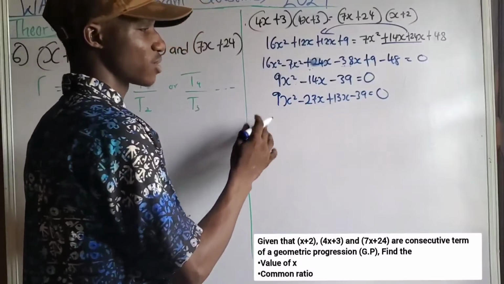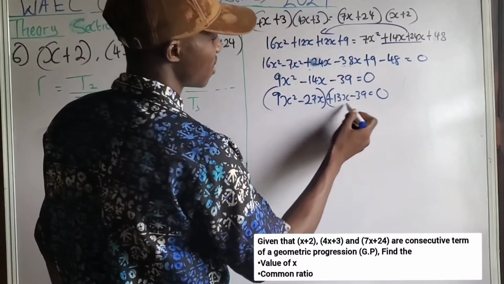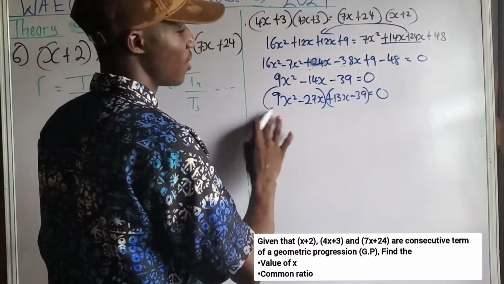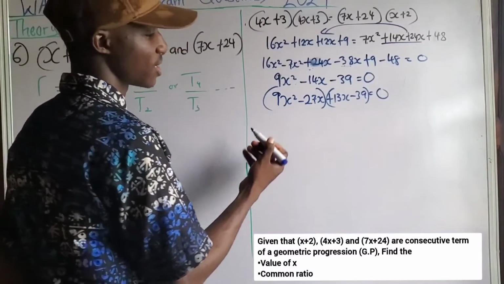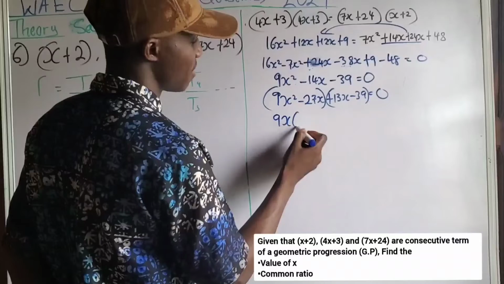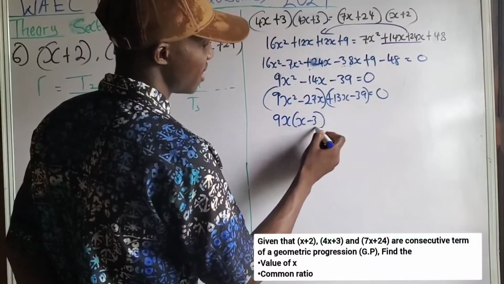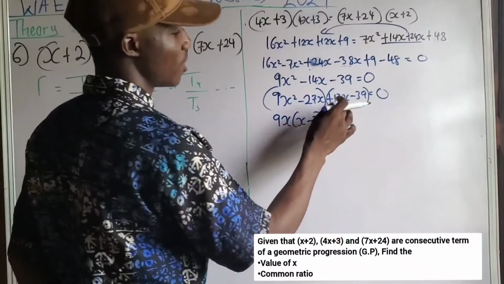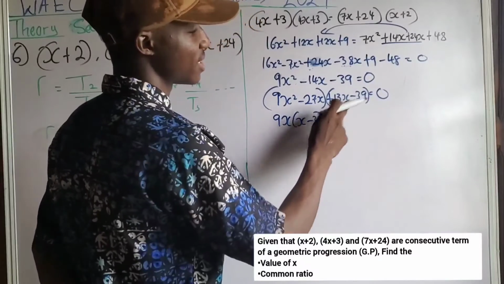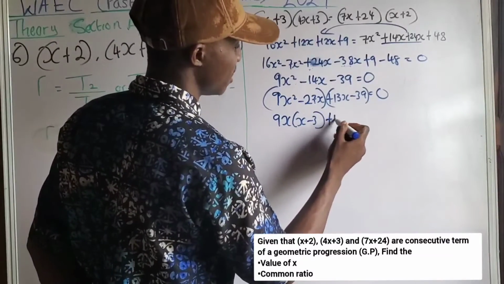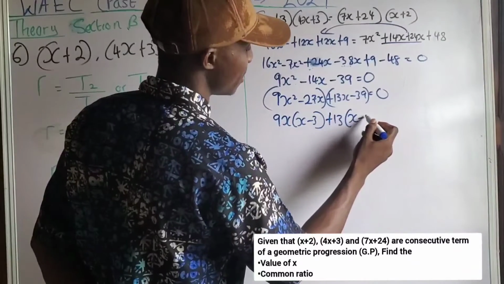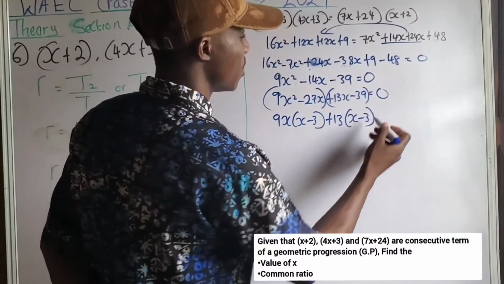Okay, so we can factorize, divide it into two parts. Now, what is common to 9x squared and 27x? That is 9x, right? Yes. 9x multiplied by x minus 3. Okay. Now, what is common to plus 13x and 39? That is plus 13. Okay. Plus 13 multiplied by x minus 3. Okay. So, equals to 0.